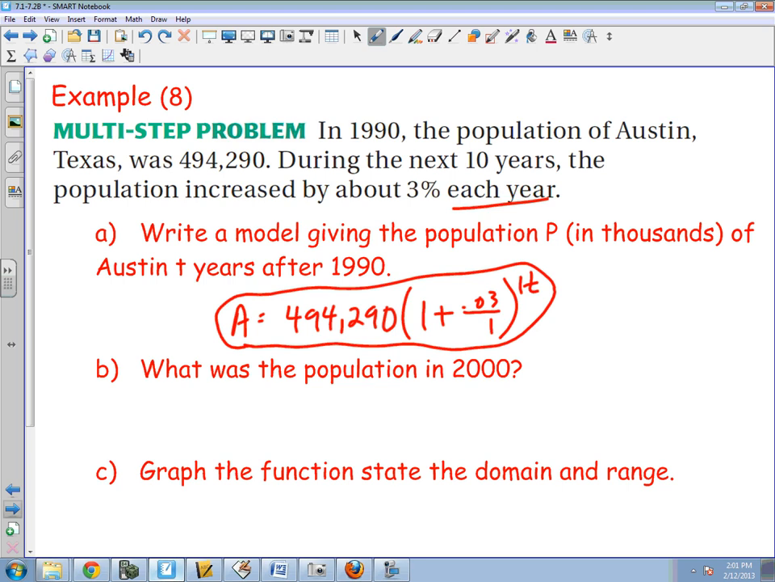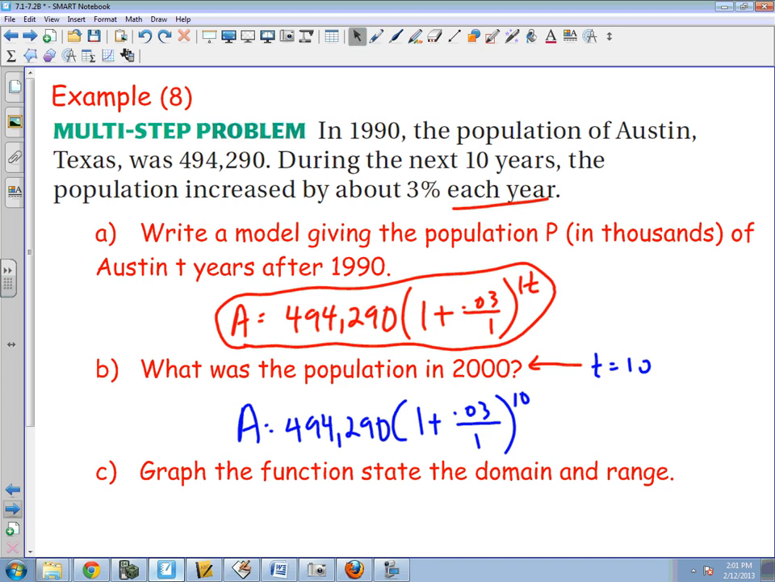Now it's going to ask you some further questions. It says, what was the population in 2000? Well, that's basically telling you, if you started in 1990, 2000 would be t equals 10. So all I'm going to do here is 494,290 times 1 plus 0.03 over 1, to the 10th power. I was getting 1 times 10, which is just 10.